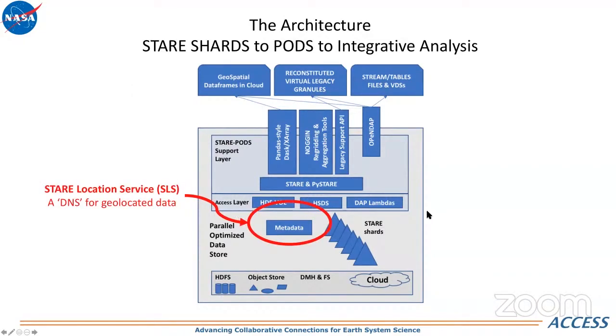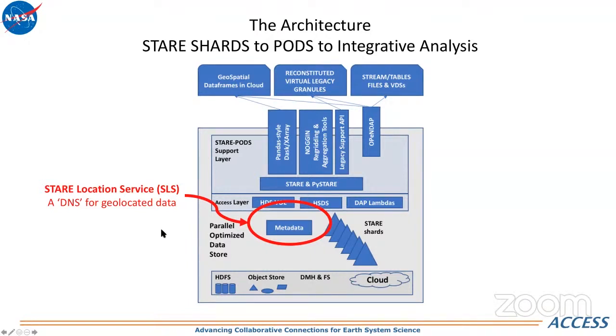One thing to note is that rather interesting development in our analysis of this problem is that once you have a unifying index for all of these data, it makes sense to start talking about a STAIR location service, sort of a DNS for geolocated data.